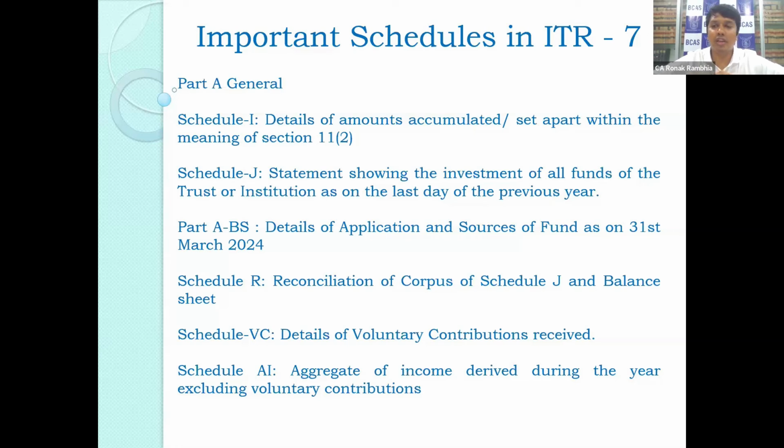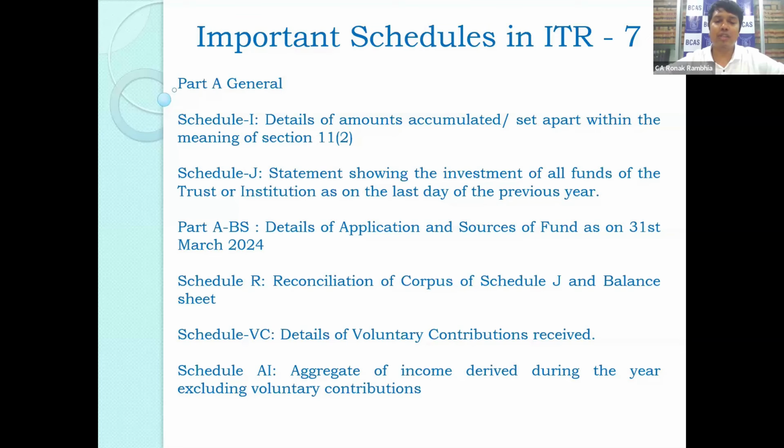Here in Schedule I and Schedule J, you would have the bifurcation as before 1st April 2021 and after 1st April 2021, which is when the new provisions for charitable trusts came in, and one has to give the details accordingly in the specified column. Then comes Part A BS, that is the details of the application and sources of fund as on 31st March 2024. Then there is the reconciliation of the corpus of Schedule J, which is mentioned above, and the balance sheet. So you have to give the details of the corpus of the charitable trust.